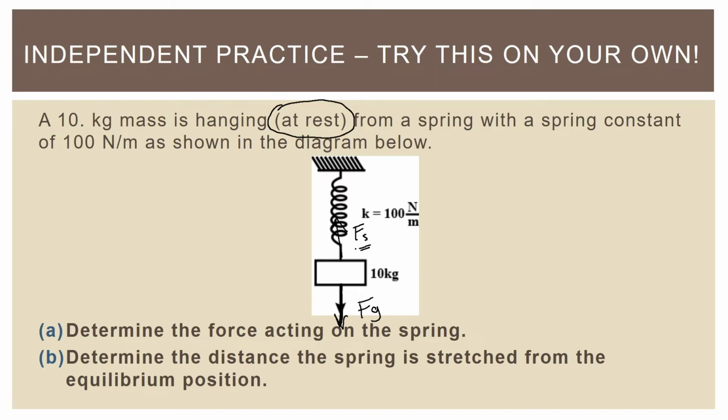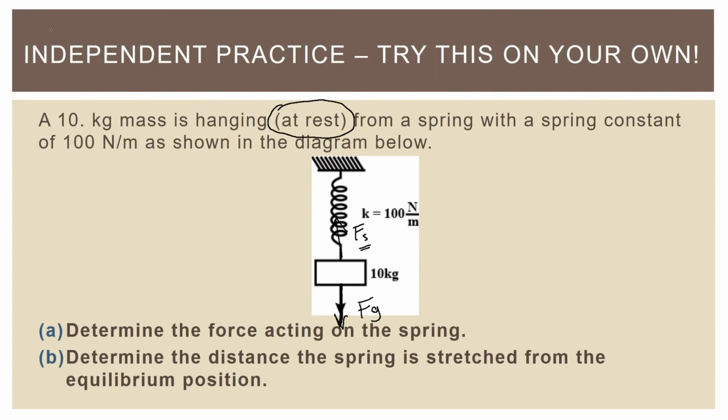That really is the key to the first part of this problem, because part A asks you to determine the force acting on the spring, and the force acting on the spring is equal to the weight of this object. They tell us here the mass of this object is 10 kilograms, and of course, g is 9.81 meters per second squared. We're looking for the force that is acting on the spring, which is equal to the force of gravity.